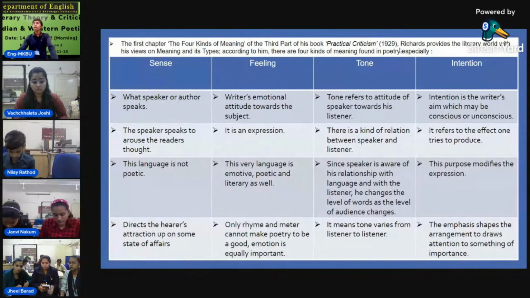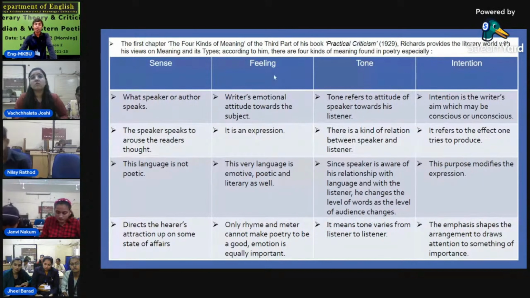So there are only four meanings. Whatever somebody is speaking in front of you, only by four parameters you can analyze that. The one is sense. So what is sense basically? What the speaker or author speaks, by the words, by the usage of language. So it is the sense, and feeling.